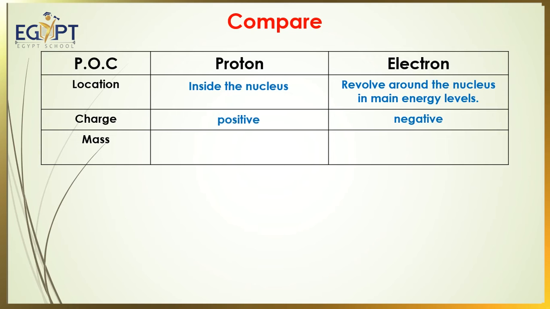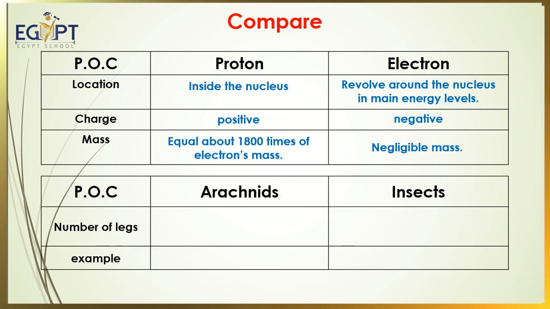About the mass, as we know, proton has a very large mass regarding electron. So the mass of proton equals about 1800 times of electron's mass. While electron mass is very small, considered as negligible mass. The mass of electron is neglected compared to proton.